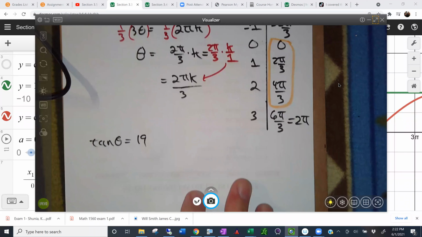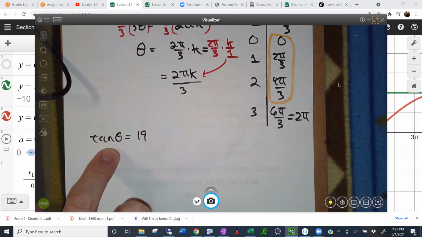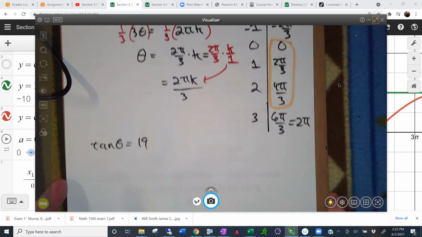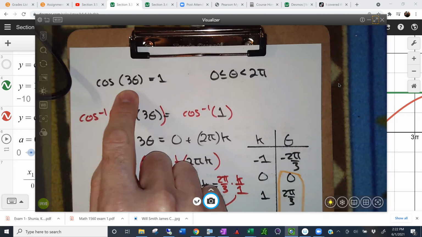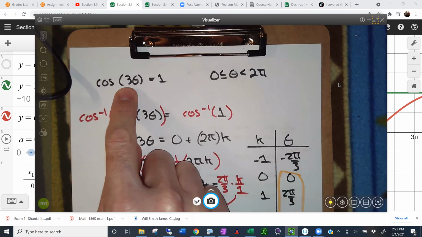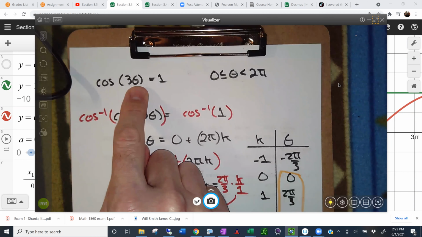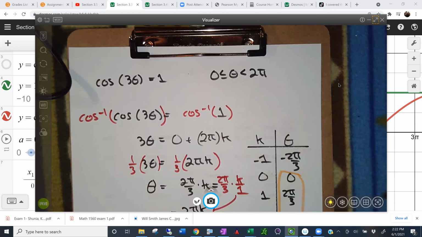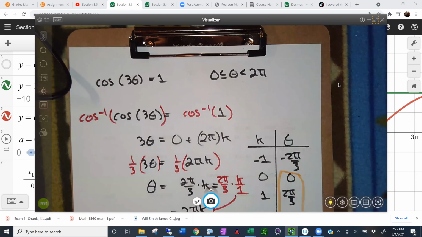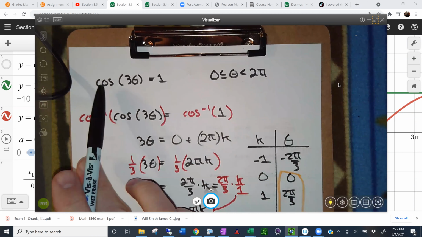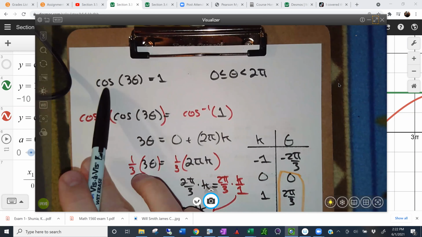So your follow-up question is tangent of theta equals 19. Let's look back at the previous one we had here. This one's a little bit more annoying because you got a 3 theta, but the way we start is still going to be kind of the same. You want to get at this thing in here, and the way we did that is to get rid of the cosine. To undo the cosine, we use the inverse cosine.